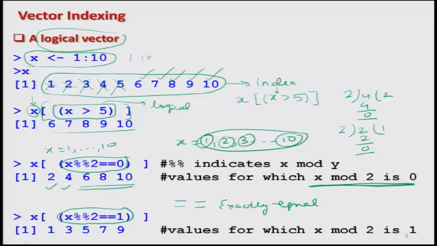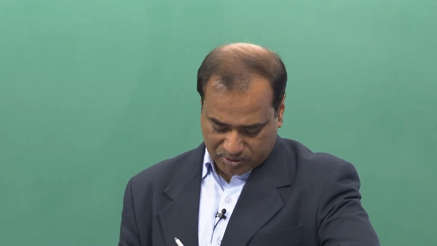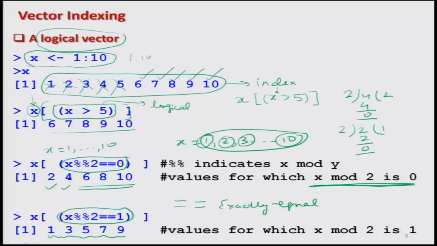So, obviously, if you divide 3 by 2, you will get a remainder 1. Similarly, if you divide 7 by 2, you will get a remainder 1. All these values 1, 3, 5, 7, 9 are indicated here. Let us try to do the same thing in the R console and see what we get over here.